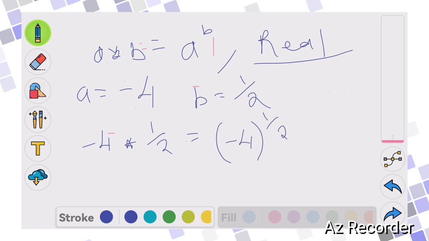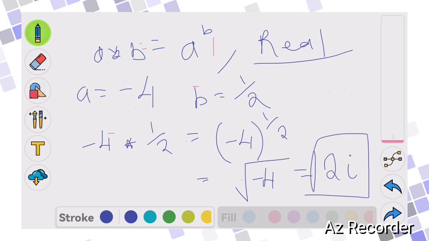Since it's to the power 1 over 2, it's going to come as a square root. It's going to be the square root of negative 4. The answer here won't give us a real number. It's going to give us 2i, and 2i is an imaginary number. So here you see that not all of the real numbers that you pick will give you a real number in this binary operation. Therefore, this star is not a binary operation on a set of real numbers.